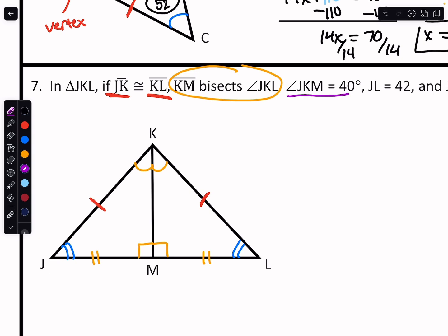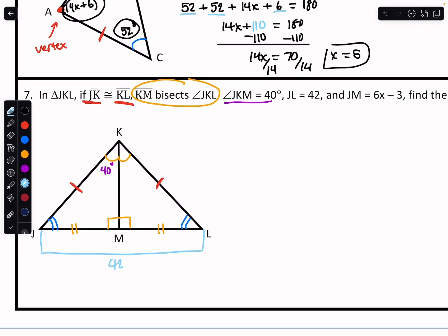JKM, middle letter, right? K. So looking at angle K, which side is pointing towards J and M? It is the left side. JL is 42. So notice that there's no degree symbol, right? That is a side length here. And then lastly, they do tell you that JM is 6x minus 3.